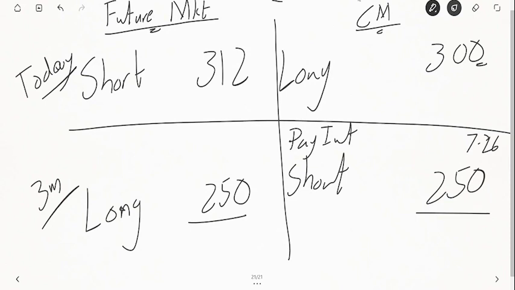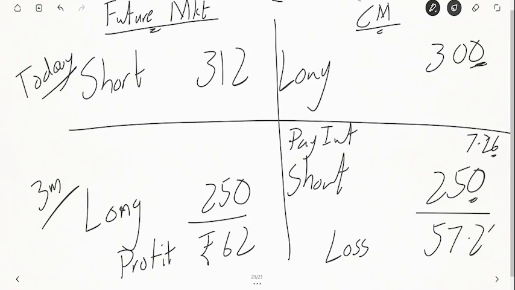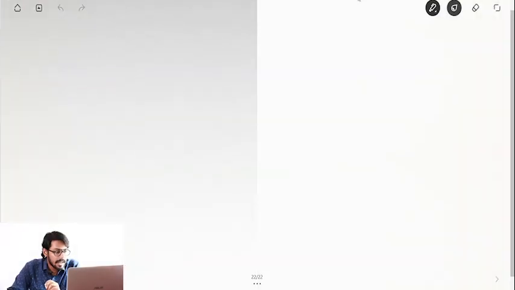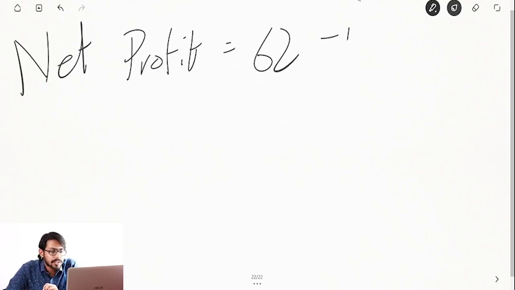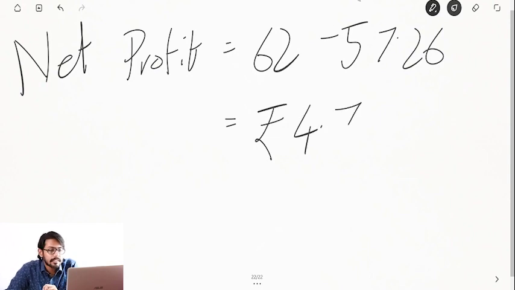You sold for 312, bought for 250. You have a profit of rupees 62. You sold for 250, inflow 250, you have to pay 307.26. You have a loss of 57.26. You have a profit of rupees 62 and loss of 57.26. Net profit. Is it a net profit or net loss? You have a profit of 62 and loss of 57.26. Your net profit is rupees 4.74.